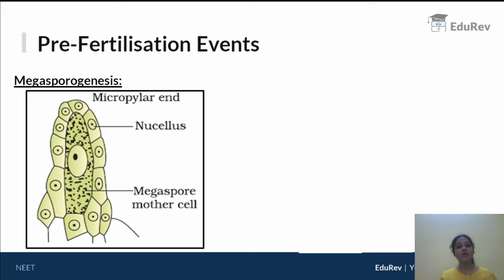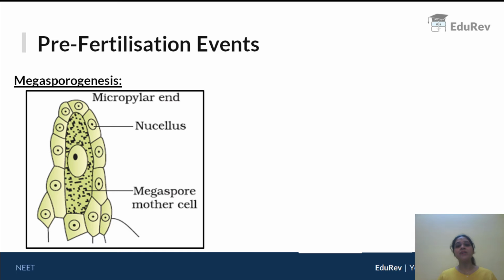Likewise, if you remember, we have already studied microsporogenesis, and microsporogenesis was required to form the microspore. So the pollen mother cell gave rise to the microspore. But the microspore was simply the pollen grain. It was not the gamete. It housed the gamete within. So let's start with megasporogenesis.